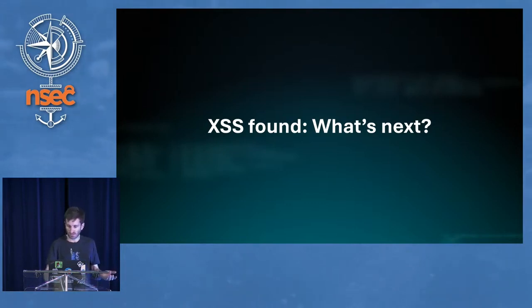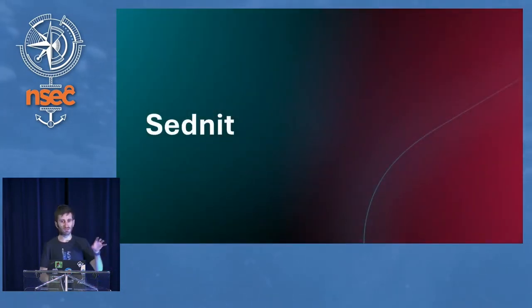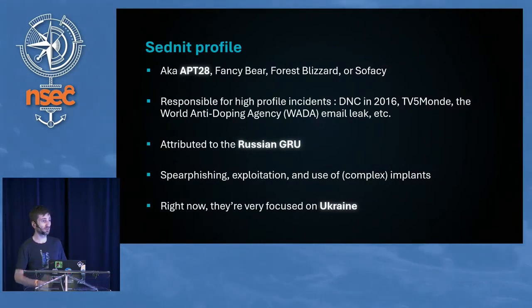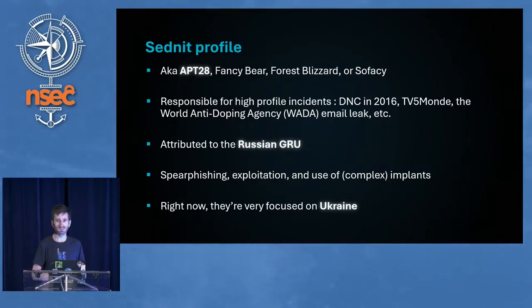And so for the first example, I will go by group. The first group is SednNet, which I mentioned in the previous section. SednNet is also known as APT28, Fancy Bear, Forest Blizzard, or Sofacy, and many other names. They are responsible for high-profile incidents, for example, the attack against the Democratic National Committee in the run-up to the 2016 elections in the US. They also attacked TV5 Monde, the World Anti-Doping Agency, etc. They are publicly attributed to the Russian GRU, which is the main intelligence agency of the Russian military.